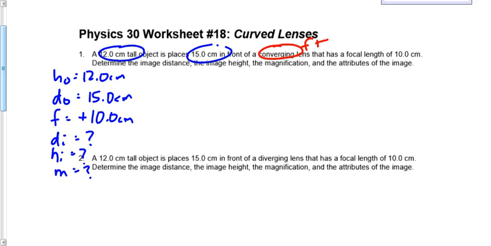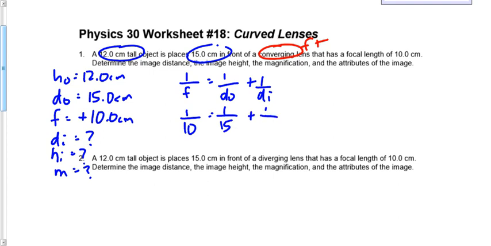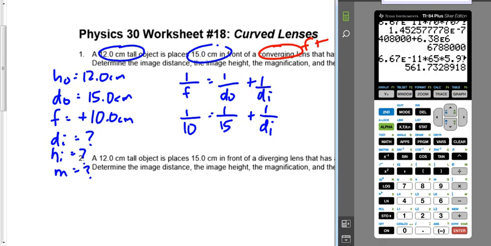I'm going to start off with the lens equation. 1 over F is equal to 1 over DO plus 1 over DI. 1 over 10 is equal to 1 over 15 plus 1 over DI. If I put a negative in there by mistake, or forgot a negative that should be there, the fractions are not going to work out. You guys remember the little trick I showed the other day? You can add fractions by finding a common denominator. Be my guest.